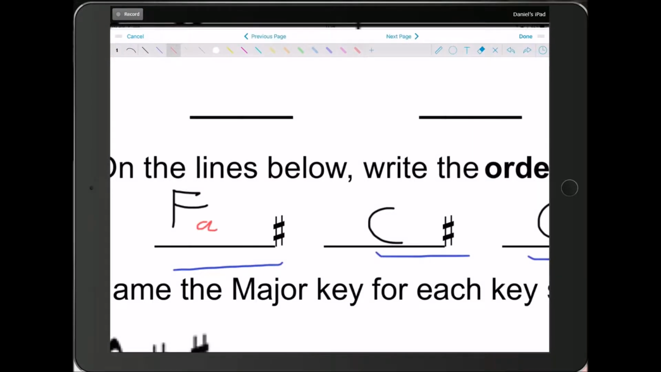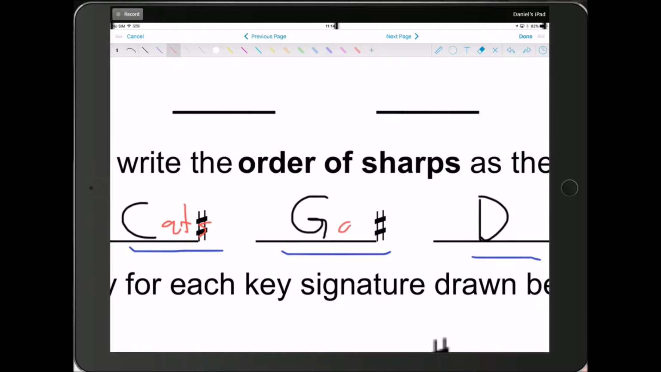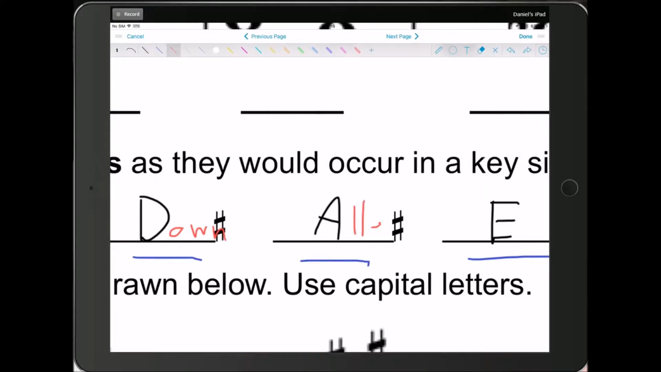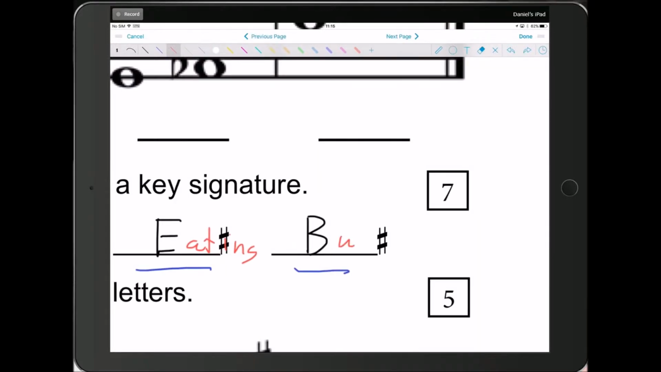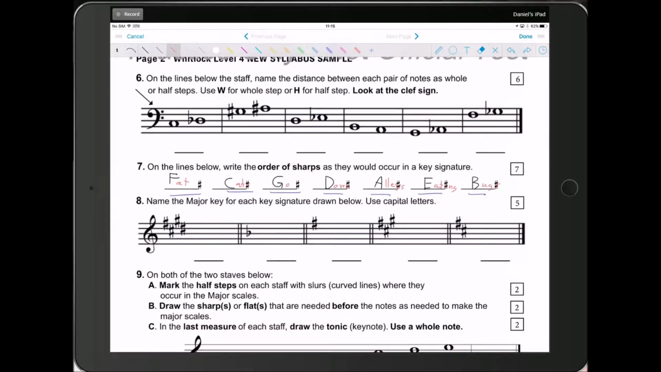It's fat cats go down alleys eating bugs, or birds, or burgers, or whatever you want. So, fat cats go down alleys eating bugs.